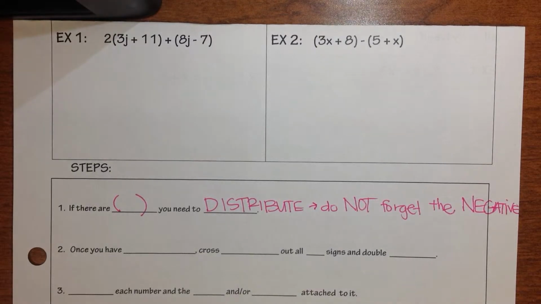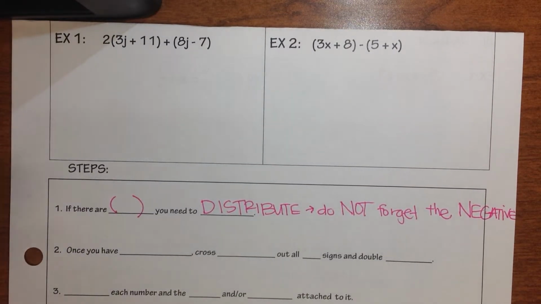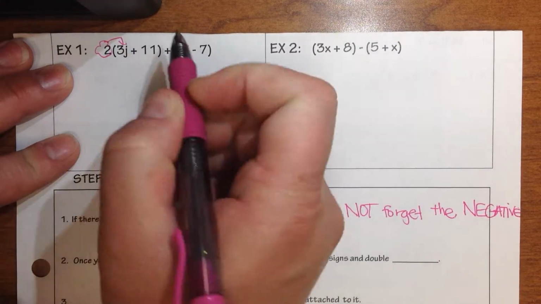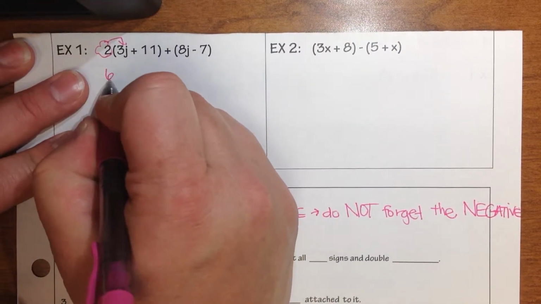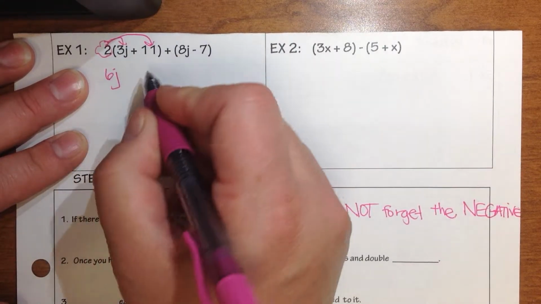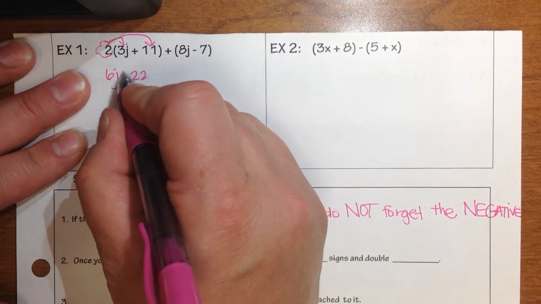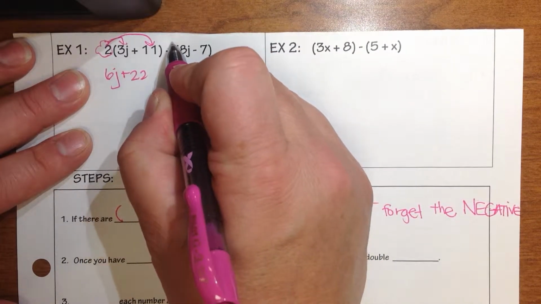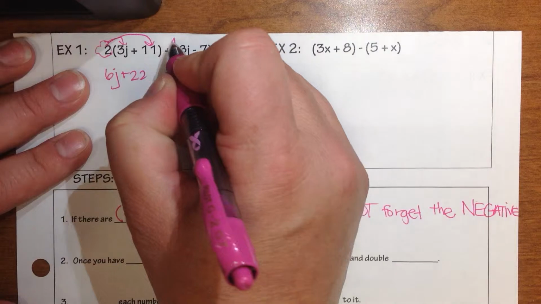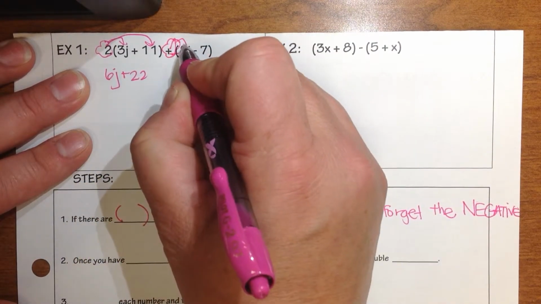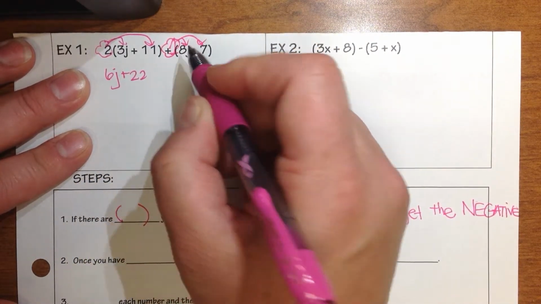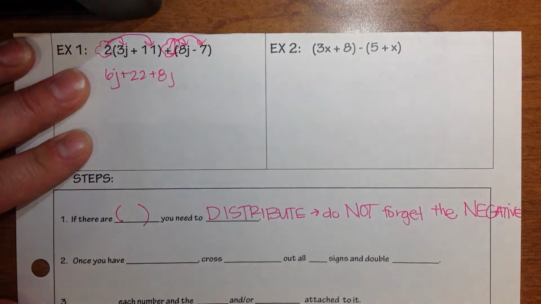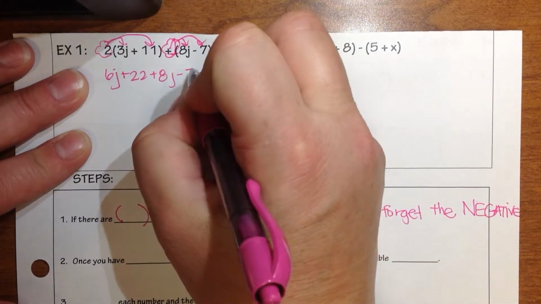So I'm going to look at my first example. There are definitely some parentheses, so I'm going to Santa hat my 2 and take it through to each of these. So 2 times 3 is 6j. 2 times 11 is 22. It's already positive, so I leave it. And then, even though there's not a number out here, it's the same as saying I'm distributing a 1. So I Santa hat my plus 1. I take it through. 1 times 8 is 8j, so it's positive. And 1 times 7 is 7. Bring down the negative, so negative 7.